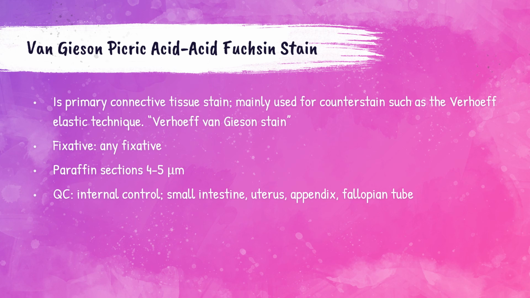Any fixative can be used for this stain, and the paraffin sections need to be cut 4 to 5 microns in thickness. Most tissues will have an internal control for this, but if indicated, tissues from the small intestine, uterus, appendix, or fallopian tubes are good quality control tissues for this particular stain.